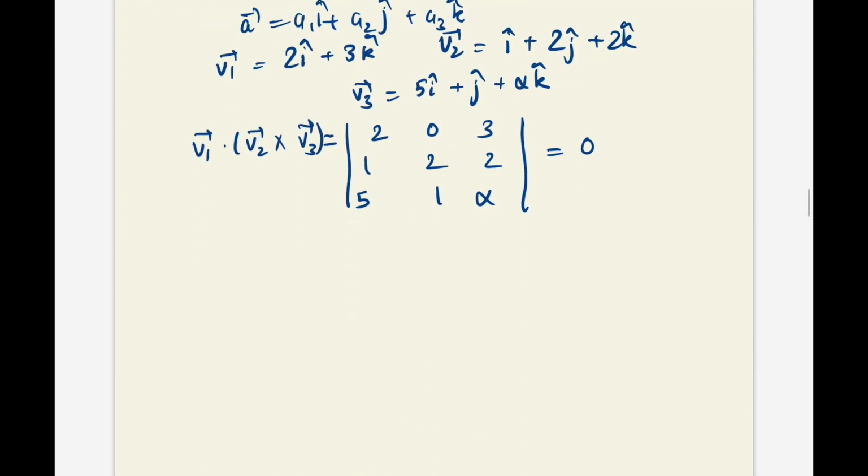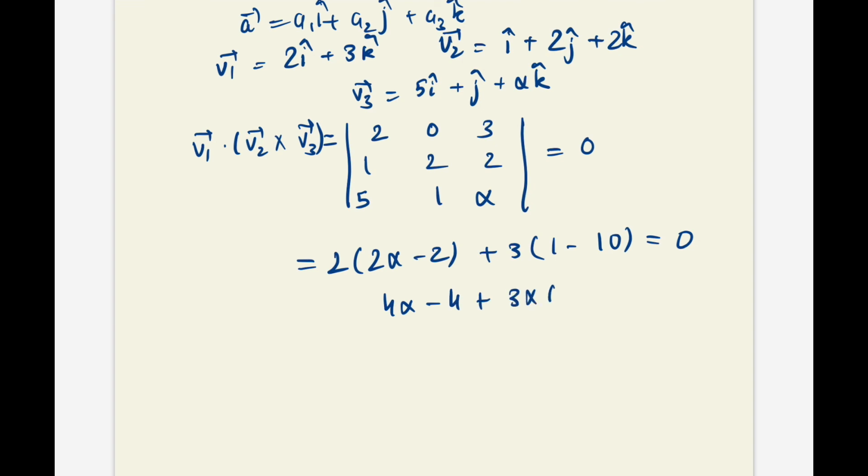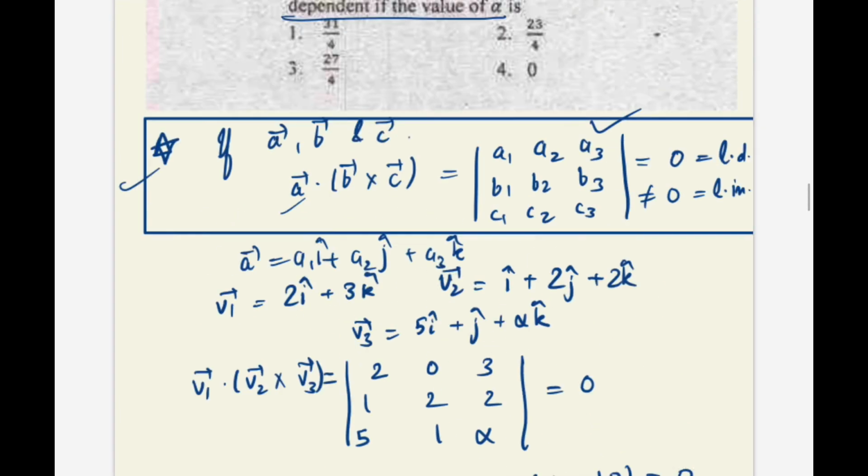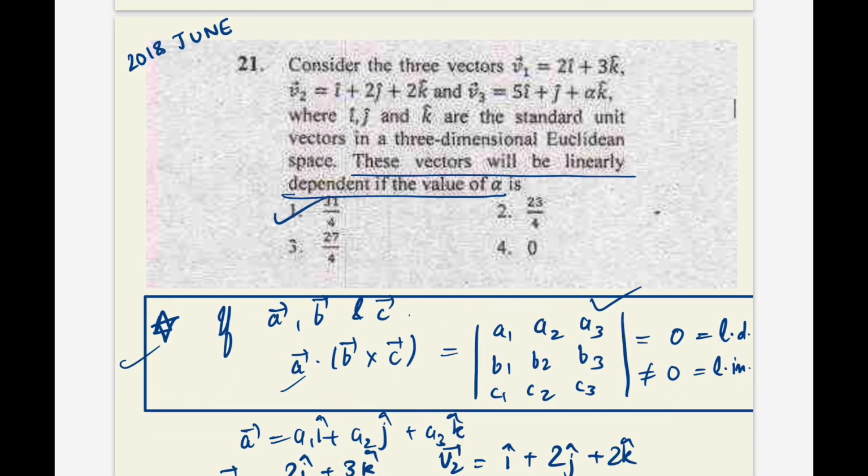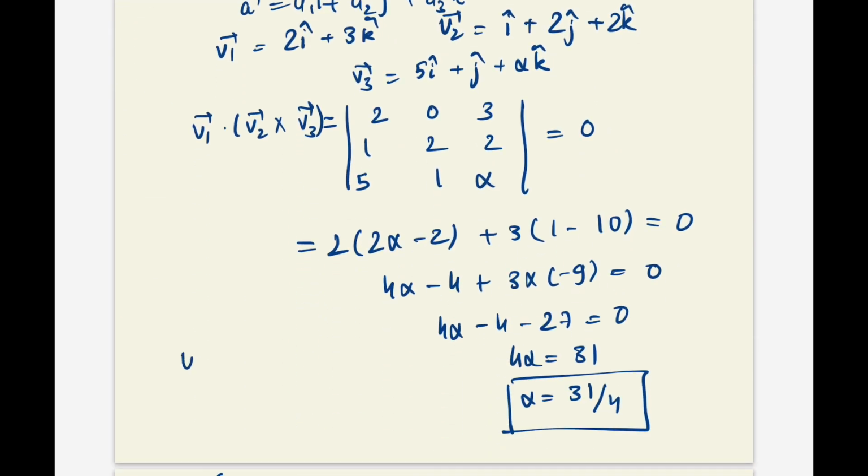Okay, so here we will solve this. 2 times (2 alpha minus 2) plus 3 times (1 minus 10) is equal to 0. So this becomes 4 alpha minus 4 plus 3 into minus 9, which is 0. So 4 alpha equals 4 plus 27, so 4 alpha equals 31 and alpha equals 31 by 4. So this is the required answer, which is option 1. So option 1 is the correct answer.